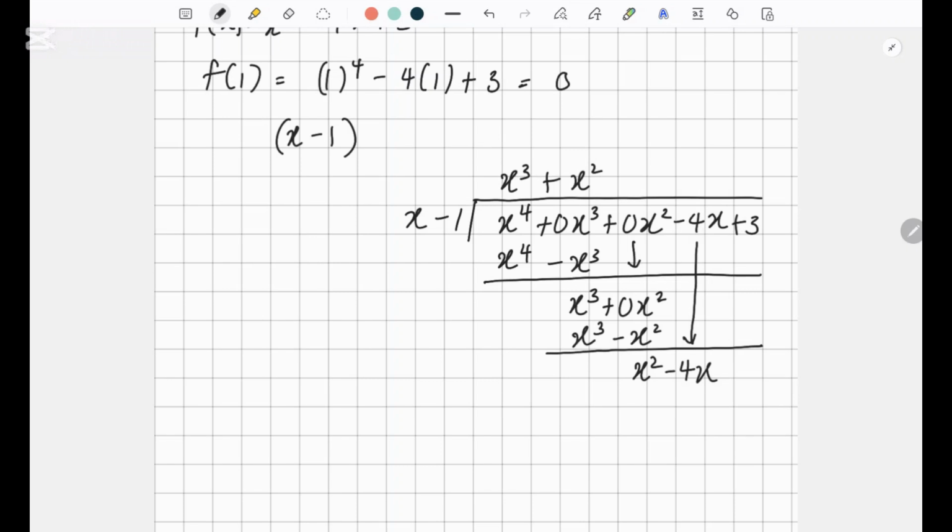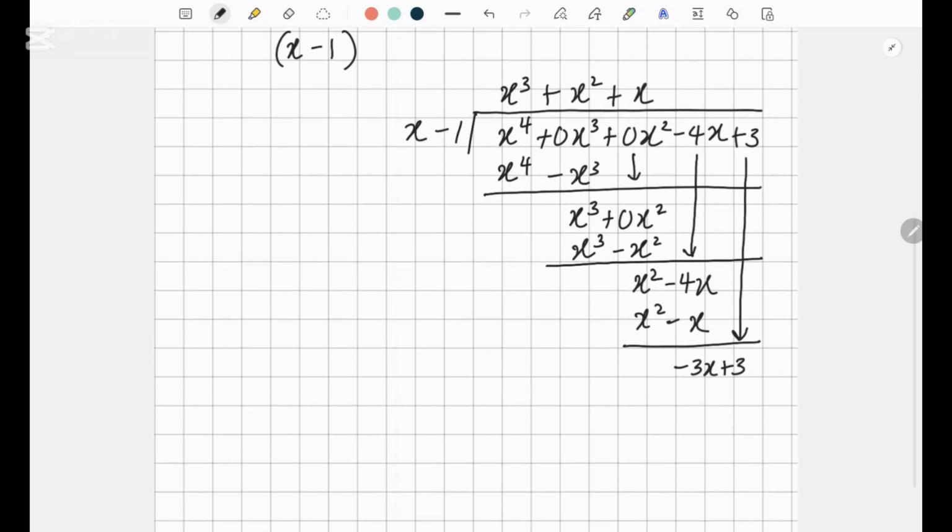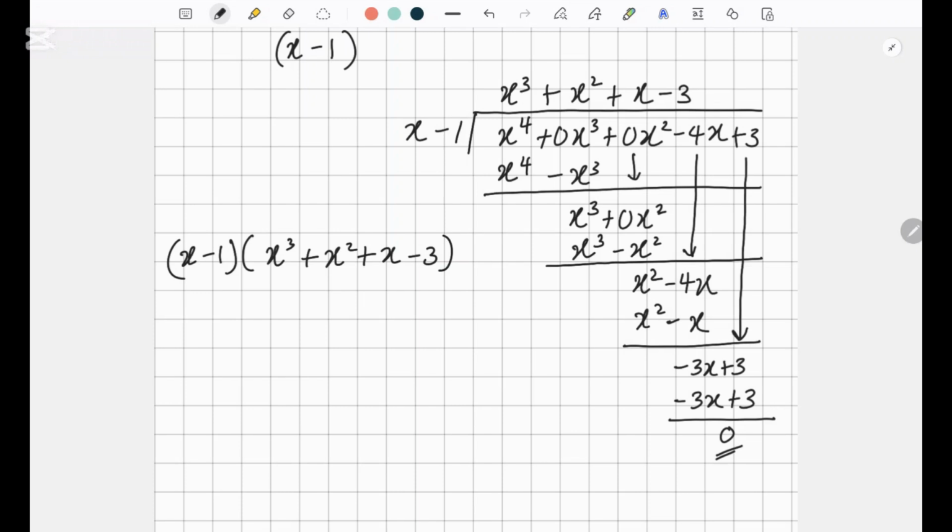x squared divided by x is plus x, into x is x squared, and x into minus 1 is minus x. So minus 4x minus x is minus 3x. And finally the 3 comes down. So minus 3x divided by x is minus 3. Minus 3 into x is minus 3x. Minus 3 into minus 1 is plus 3. So you can see your remainder is going to be 0. Therefore x minus 1 into x cubed plus x squared plus x minus 3 is the factorized format.